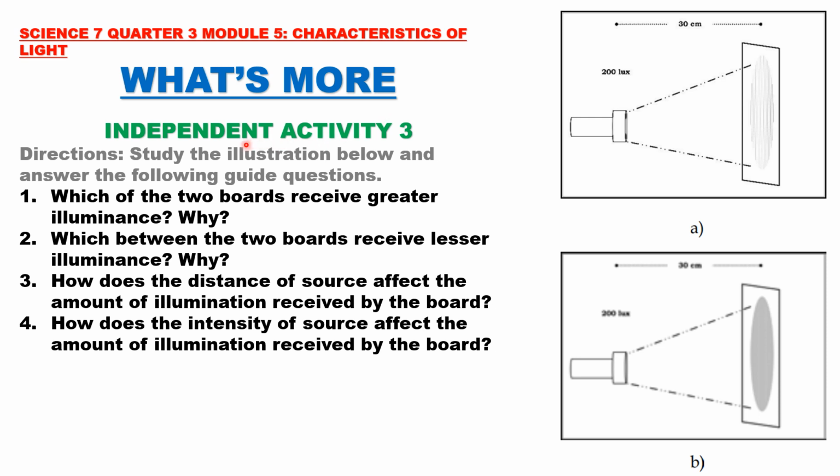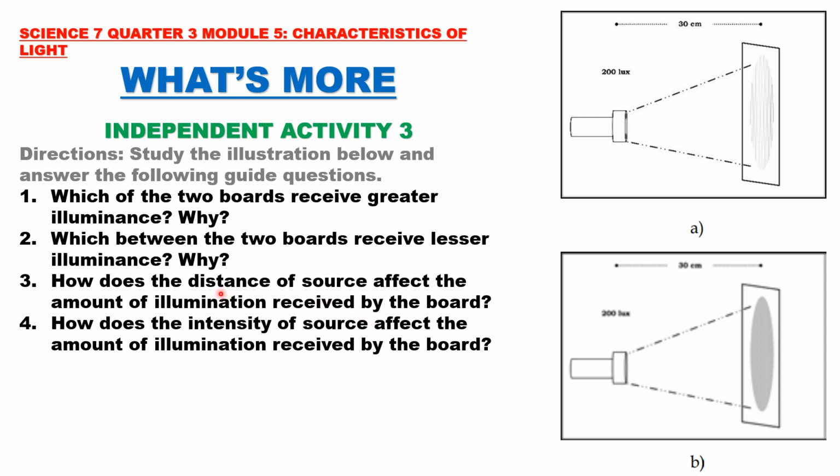Next, what's more, independent activity 3. Study the illustration and answer the following guide questions. So, number 1, which of the two boards receive greater illuminance? Why? So, dito daw sa dalawang boards, alin ang merong greater illuminance? Is it A or letter B? Number 2, which between the two boards receive lesser illuminance? Why? 3. How does the distance of the source affect the amount of illumination received by the board? And 4. How does the intensity of the source affect the amount of illumination received by the board?